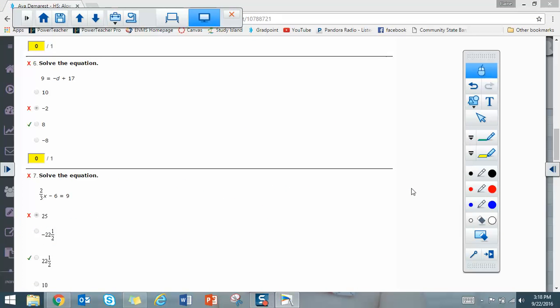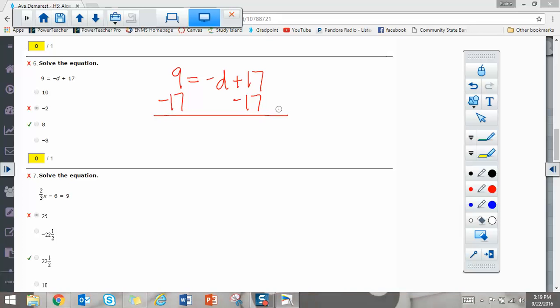Okay, we'll look at 6 and 7 now. 6 asks you to solve the equation 9 equals negative d plus 17. So I'm going to write it over here off to the side so you can see my work. We should be subtracting 17 from both sides first. So on the right, that cancels out. 9 minus 17 is negative 8, and it equals negative d.